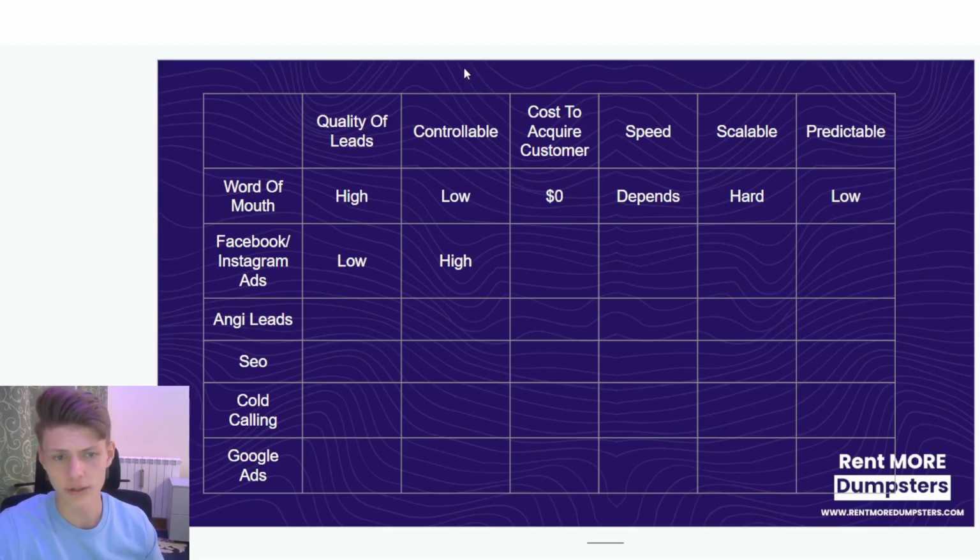The cost to acquire a customer, this part depends, but it's kind of medium. If you know what you're doing, it's going to be a pretty decent ROI there. But if you don't know what you're doing when it comes to Facebook and Instagram ads, it might go into the high cost to acquire a customer. It could be pretty expensive if you don't know what you're doing.